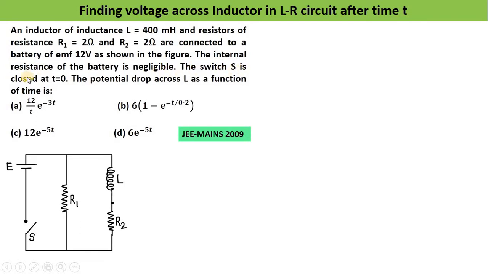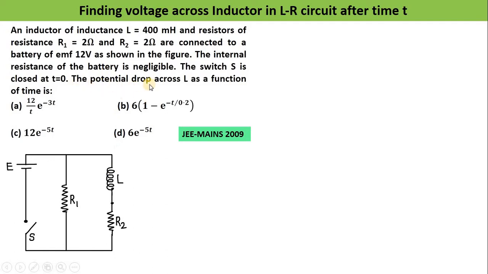The switch S is closed at t equal to 0. So we will close this switch at t equal to 0. As soon as we close this switch, the circuit will be complete and the battery will begin to deliver current. The current will flow along this path. Some current will go into the resistance R1 and the remaining current will go into the LR circuit branch, inductor and resistance R2.